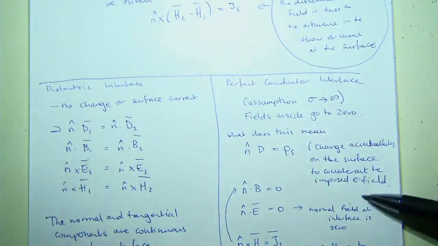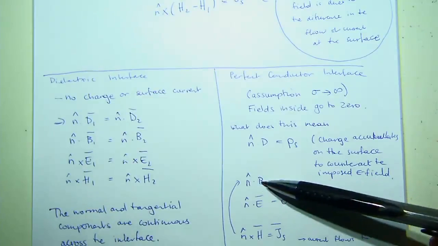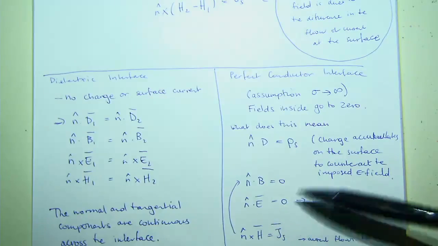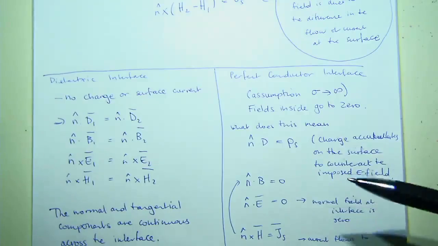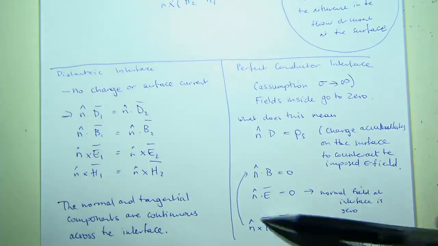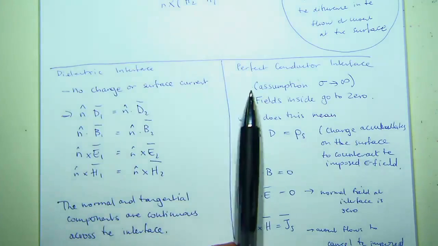the charge that accumulates on the surface is related to the imposed field, that the normal magnetic field tends to zero, that the tangential electric field also tends to zero, and then also the tangential magnetic field is equal to the amount of current that flows on the surface in order to cancel the field that's being imposed. Now, there's an important consequence here when I've said a perfect conductor.